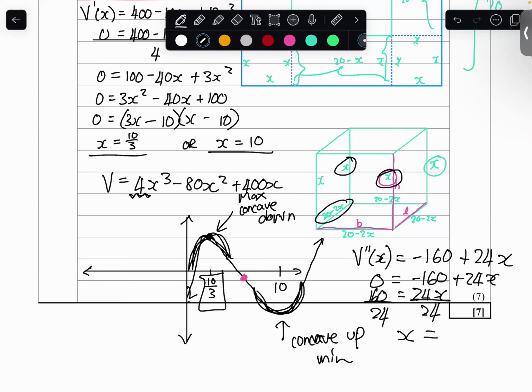160 divided by 24 gives me 20 over 3. So this point is at 20 over 3. And before that, the 10 over 3 lies in concave down, and the 10 lies in concave up. So that means that the 10 over 3 will produce the maximum volume, and the 10 will produce the minimum volume.